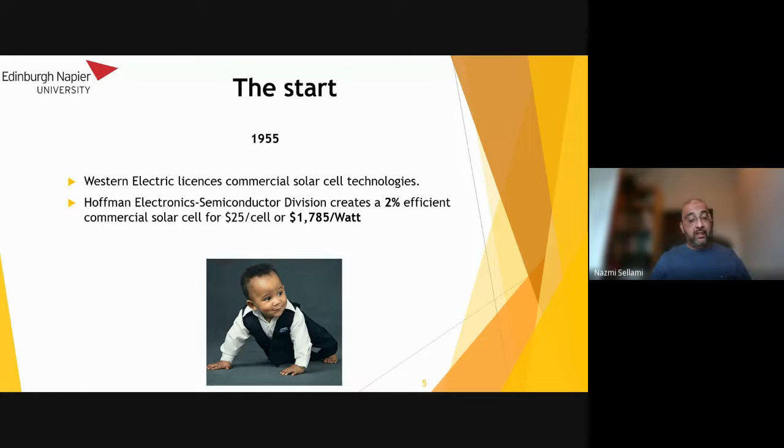The start was in 1950, when the company Western Electric licensed commercial solar technology, and we had the first commercial solar cell with just 2% efficiency, in comparison to now around 22% efficiency, and that solar cell had a cost of $25 per solar cell.